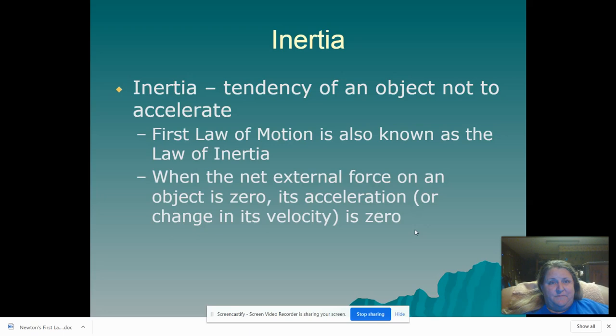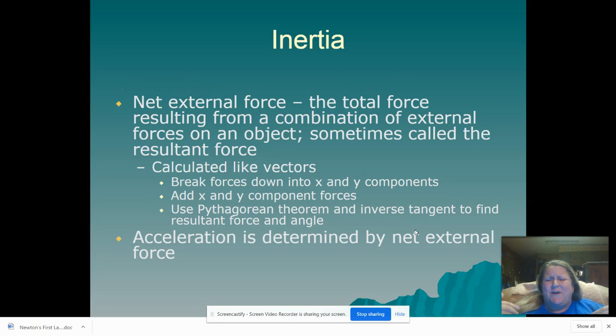When we say net external force, what does that mean? It's the total force resulting from a combination of external forces. Sometimes we call it the resultant force. We will calculate it later like a vector. We'll break it down into x and y components, use the Pythagorean theorem, and be able to find the force and the angle. We'll get to that later. Don't panic yet. Acceleration is determined by the net external force.